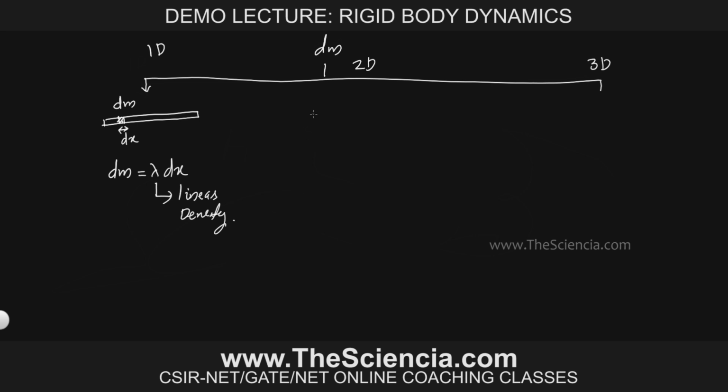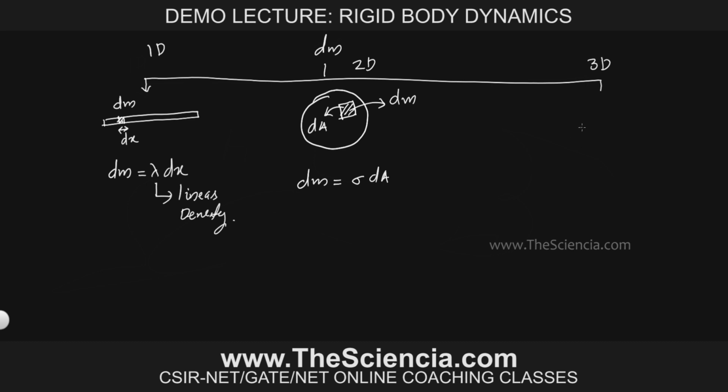Okay, a rigid body, maybe some disc or something. So this one has 2 dimensions and my dm is this one. And this area element is dA. Then my dm equal to sigma dA, where sigma is the surface density.